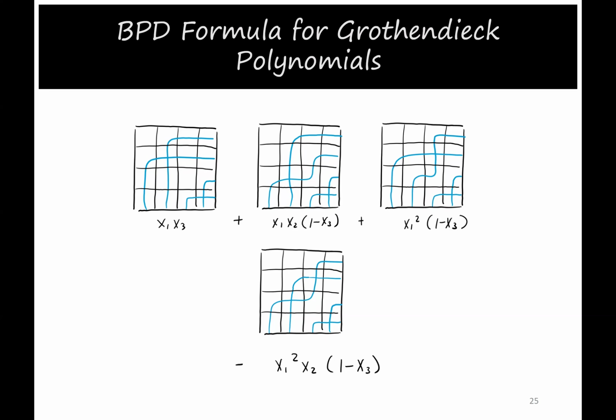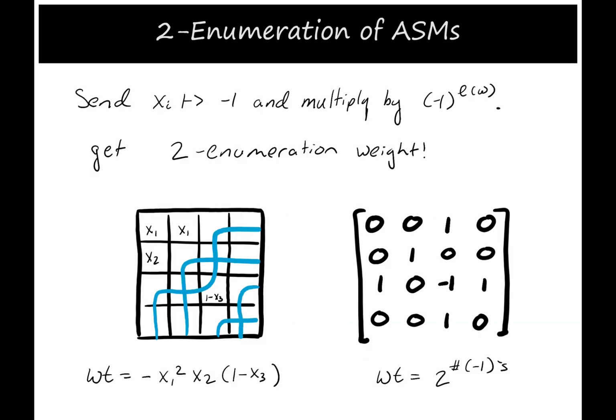Questions? Okay, so now what we're going to do is I'm going to tell you about how we can 2-enumerate ASMs with this. It's a little bit silly because there are many nice proofs of 2-enumeration of ASMs.